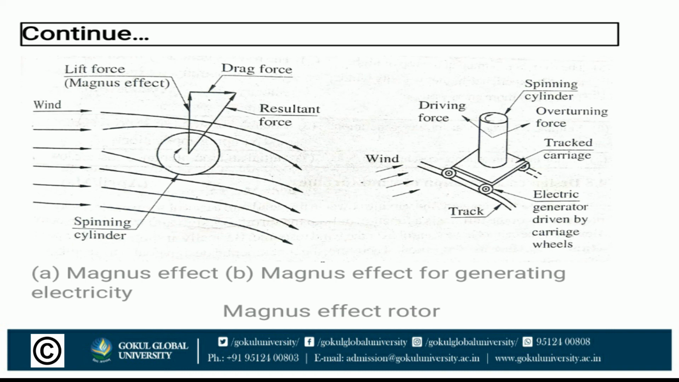This is a diagram of the Magnus effect rotor. When cylinders are spun in the wind stream, translation forces are produced perpendicular to the wind stream by the Magnus effect. Magnus effect rotors consist of spinning cylinders. When a stationary horizontal cylinder is rotated about its axis in crosswind, it will experience a lift force. The effect is equally applicable to a vertical cylinder being rotated about its axis in a crosswind.